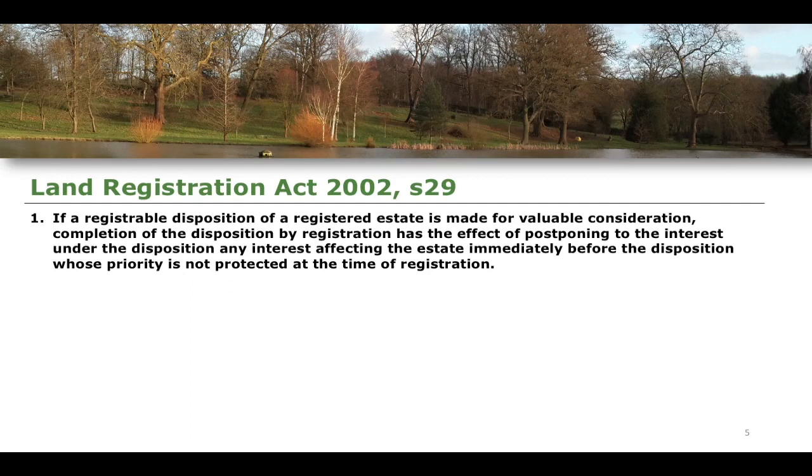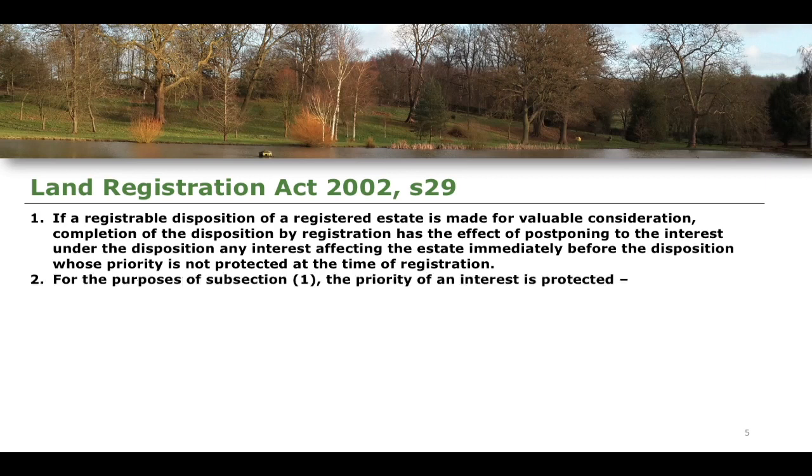Okay, so section 29 says the following. It says that if a registrable disposition of a registered estate is made for valuable consideration, completion of the disposition by registration has the effect of postponing to the interest under the disposition any interest affecting the estate immediately before the disposition, whose priority is not protected at the time of registration. We'll get to what all of this means in a second.